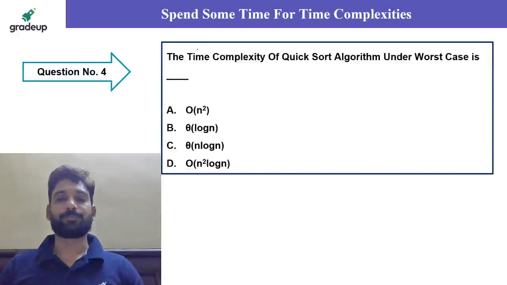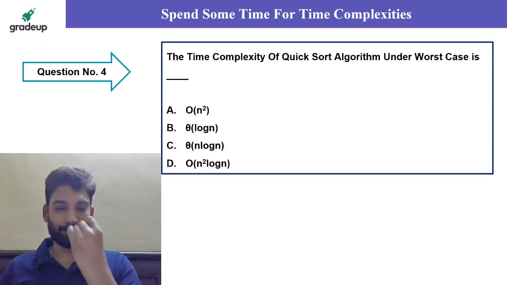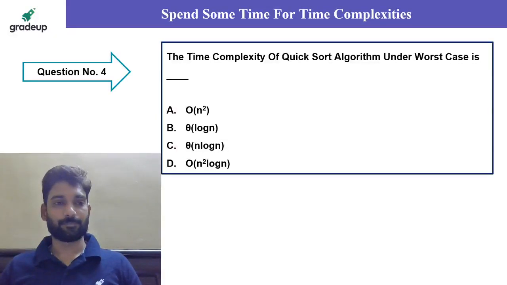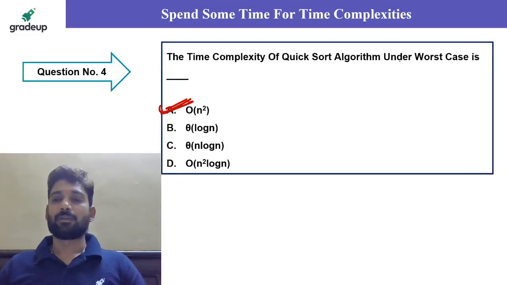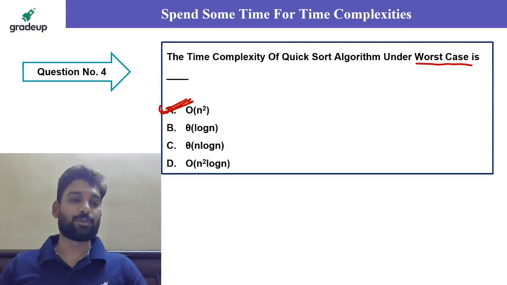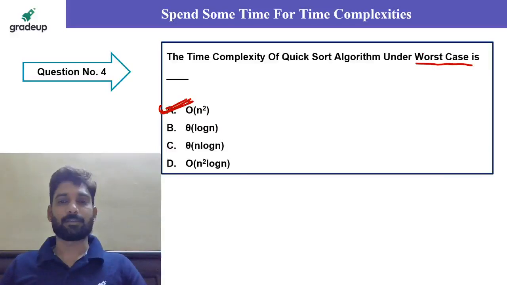Good. Next question. The time complexity of quicksort algorithm under worst case is worst case time complexity. What is that? Big O of n square. It is not just the time complexity, but you should also see worst case time complexity. Okay? Next.